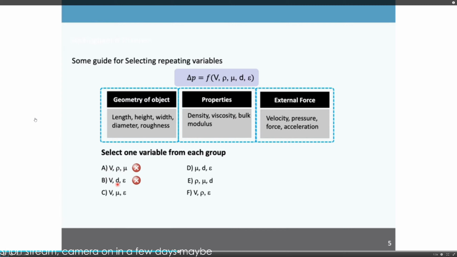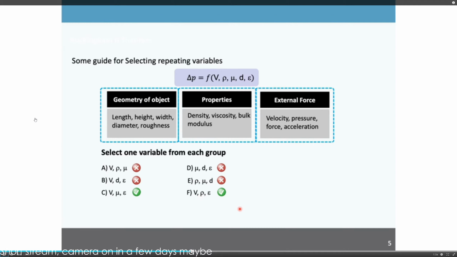And so is this one, diameter and roughness. They come from the same category. It's not likely to be a good set of repeating variables. And probably this one is good because you have one from each category. This one is not likely to be good because you have two, diameter and roughness, from the same category. You have density and mu from the same category. And then the last group, maybe V, rho, mu, you have one from each category.